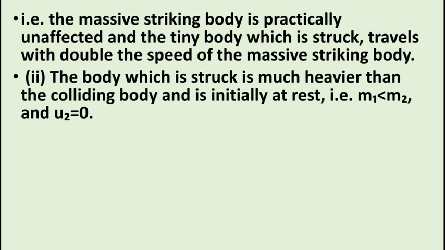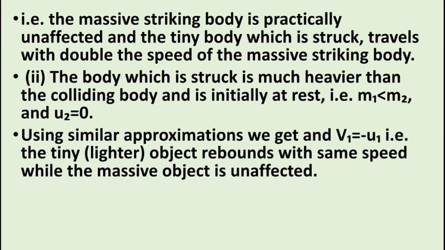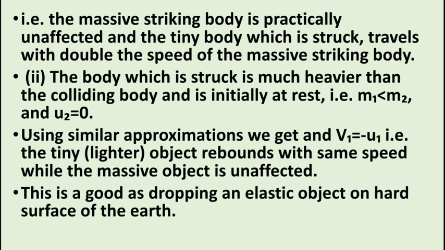Third, the body which is struck is much heavier than the colliding body and is initially at rest, that is m1 is much less than m2 and u2 is equal to 0. Using similar approximations, we get v1 is equal to minus u1, that is the tiny or lighter object rebounds with same speed while the massive object is unaffected. This is the same as dropping an elastic object on the hard surface of the earth. Thank you.